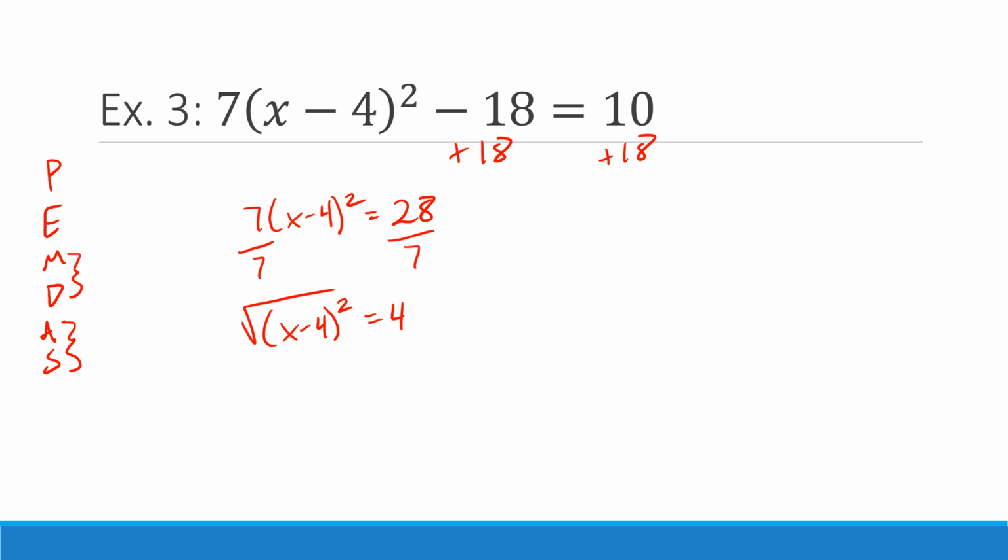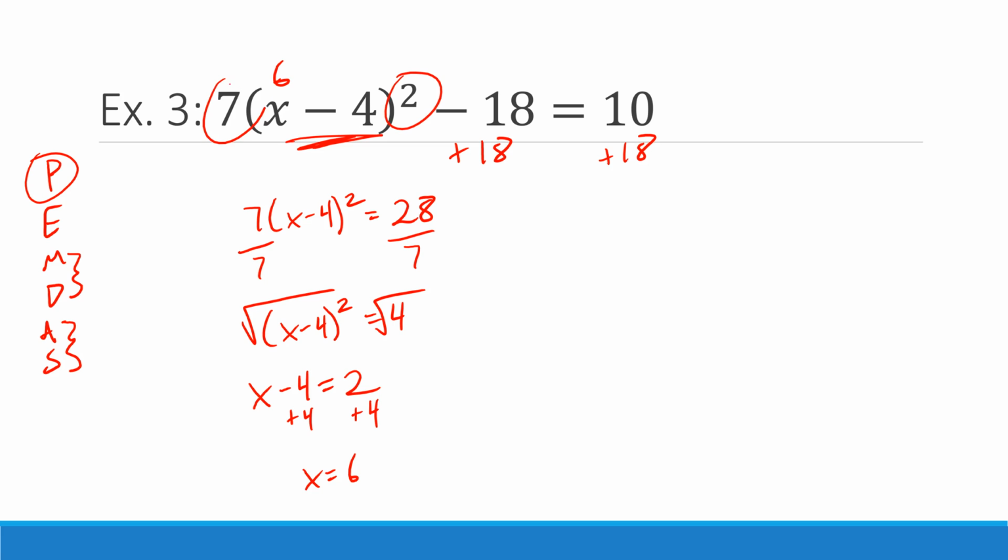Hey, I can take the square root of both sides. So x minus 4 equals 2. And finally, now I'm kind of canceling the parentheses. I can add 4 to both sides to get that x equals 6. And if we plug this into the equation, it should make sense. Hey, 6 minus 4, that's 2. 2 squared is 4. 4 times 7 is 28. 28 minus 18 is 10. Nice, it works. But what did we forget?